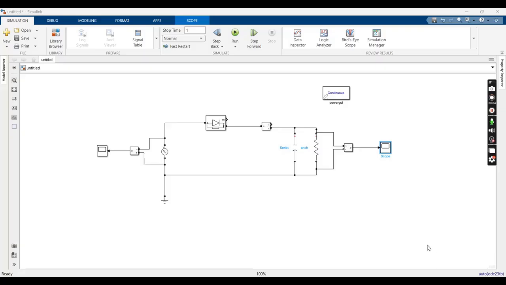Now we will design a MATLAB Simulink model for the full-wave bridge rectifier. To do that, we need four diodes.